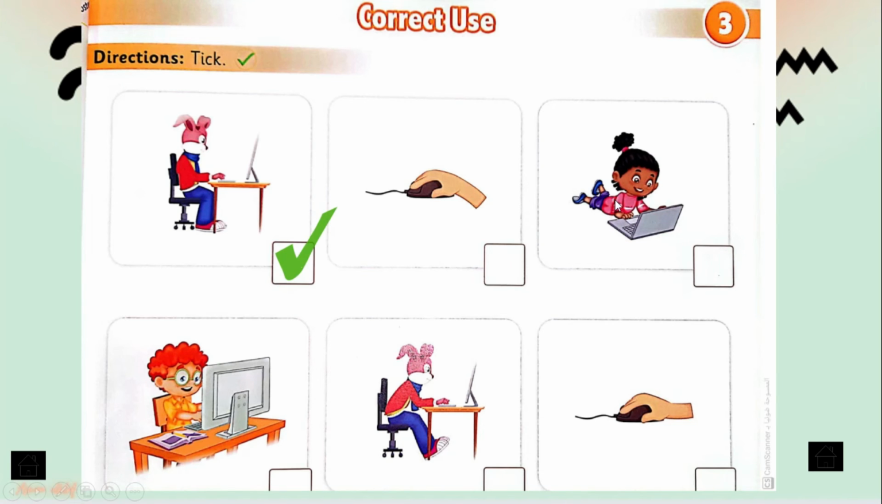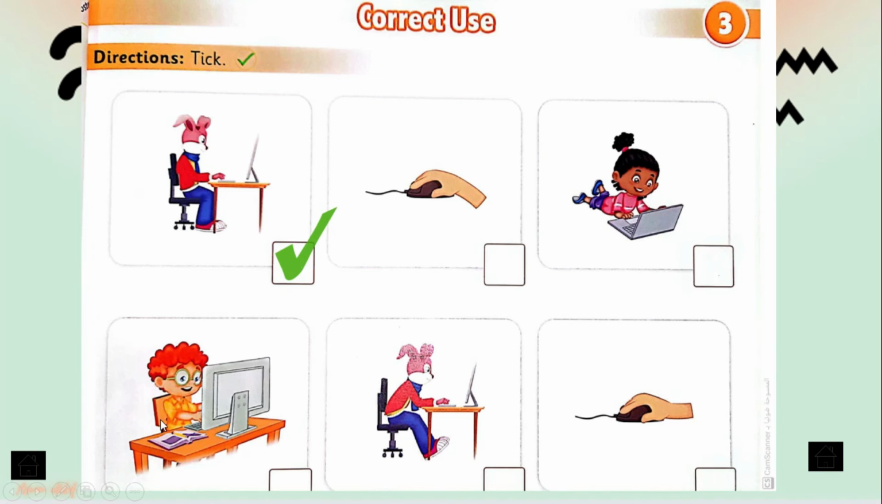Okay, what about this girl? She lies down and she is using the laptop. Look, she hurts her back, her hands, and her eyes. So she has to sit correctly. This one is not correct.